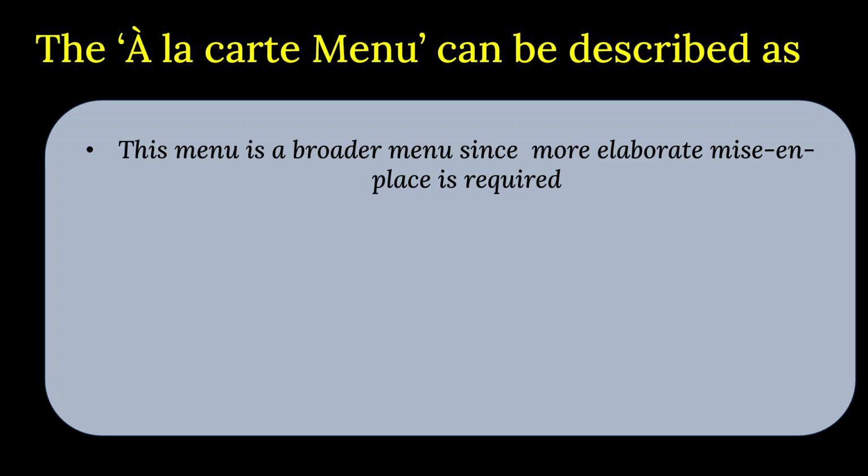A la carte menu can be described as a broader menu, since more elaborate mise en place is required. You can well understand. In the case of table d'hote, maybe you are serving 3 or 4 sets of menu, a 3-course menu with limited choice. So naturally, as per the extraordinary information we have discussed, you don't require so much mise en place. You don't require a larger place in the kitchen. You don't require so many utensils. Involvement of labor is also less.